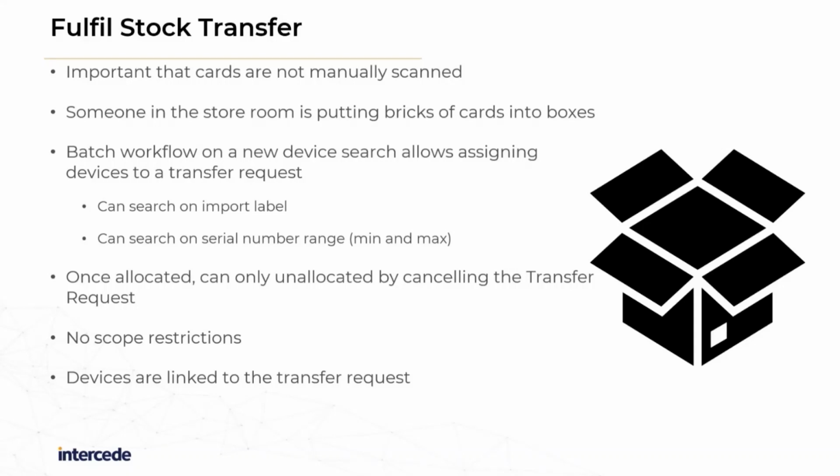So once a device has been allocated to a stock transfer, the only way to unallocate it is to cancel that transfer. There's no way to essentially take the item out of the box once it's been scanned in. Again, with stock transfers, there's no scope restrictions. As long as you have access to one location, you have access to transfer to any location. And once a card has been registered as being in the box, so registered to that transfer, we're going to link that device to that transfer request.